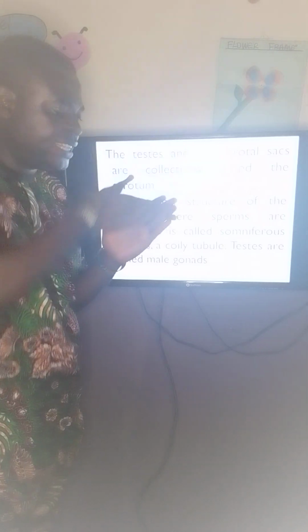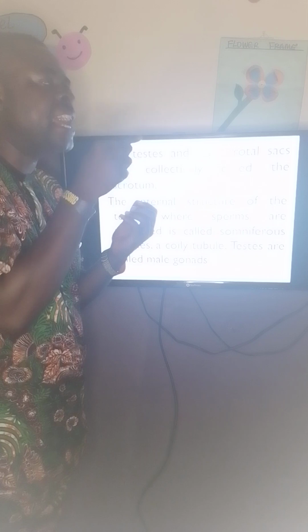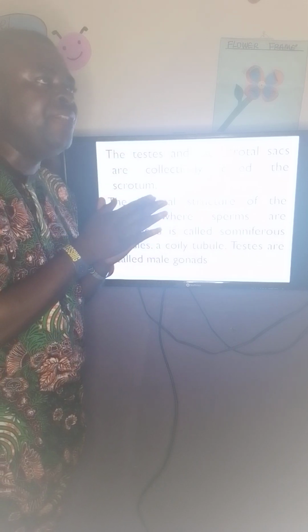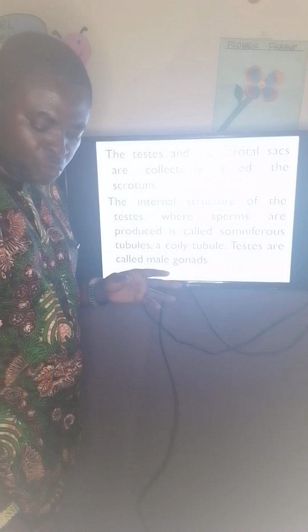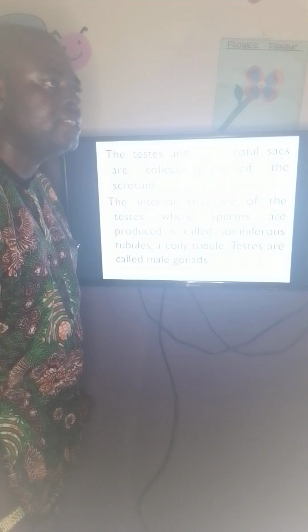Then let us look at the internal part of the testis. When you cut the testis longitudinally to open and see what is happening, you will see that it consists of tiny tubules called seminiferous tubules. That is where sperms are produced. So if a question comes like this: which of the following parts of the male reproductive system produces sperm? A, testis, B, seminiferous tubules, C, epididymis.